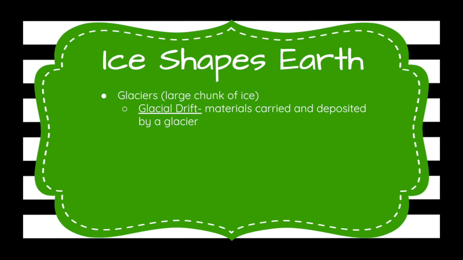How does ice shape Earth? We know that ice can cause erosion and deposition. So how does it shape Earth? Mostly through glaciers. Glaciers are large chunks of ice. Glacial drift is materials that are picked up and carried and deposited by a glacier.